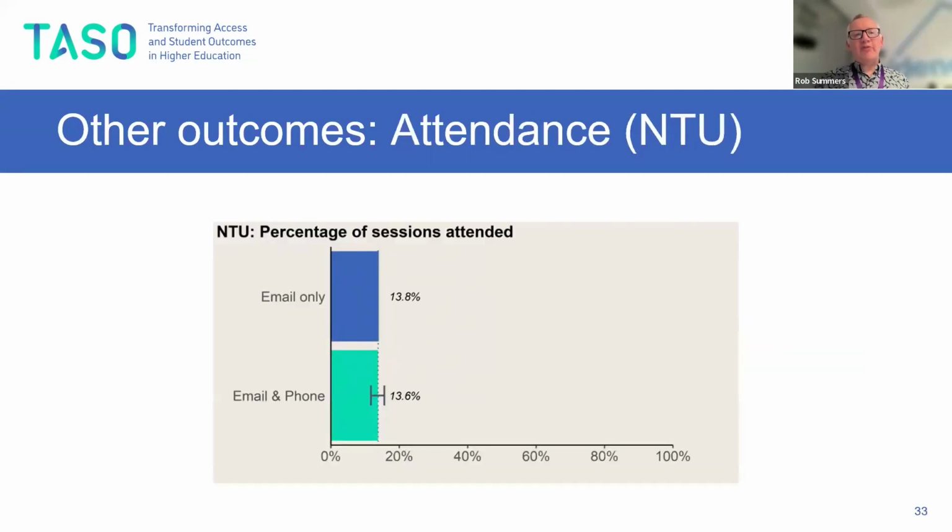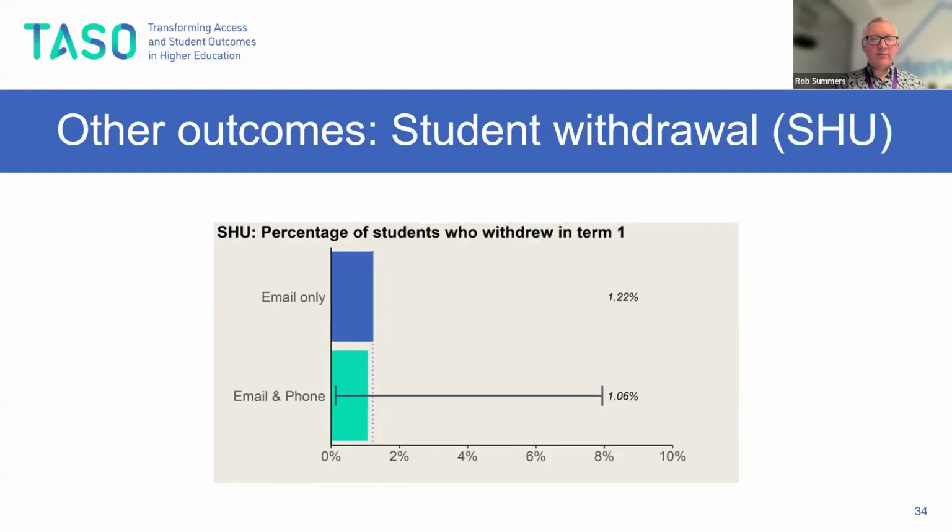There are a couple of other exploratory outcomes, which I'll just very briefly go over here. We looked at post-intervention attendance at Nottingham. And again, there was no difference in post-intervention attendance. And at Sheffield, we also looked at the percentage of students who withdrew in term 1. And again, there was no difference. And because there are a very small number of students who did withdraw, we can't have a huge amount of confidence in those findings at the moment.